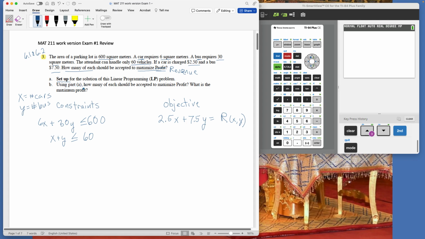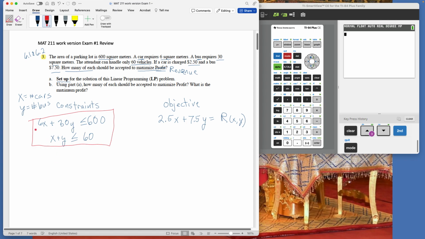And then we're going to use part A. How many of each should be accepted to maximize profit? What is the maximum profit? So in doing the problem, what we are going to do is graph the constraints, and notice they're inequalities, so they will be shaded, and we're looking for the feasible region.